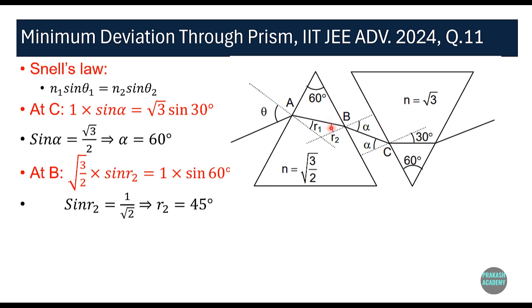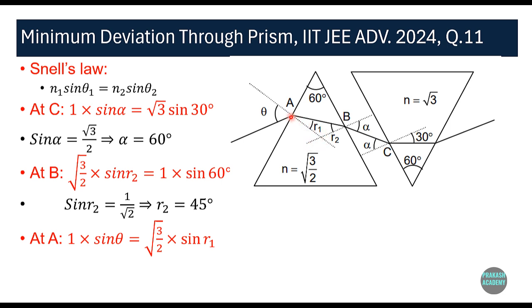But if you remember, this angle plus this angle is equal to this angle, because R1 plus R2 equals A, and that is the condition of a prism. So we can basically calculate R1. If this is 45 and this is 60, this means R1 is 15 degrees.